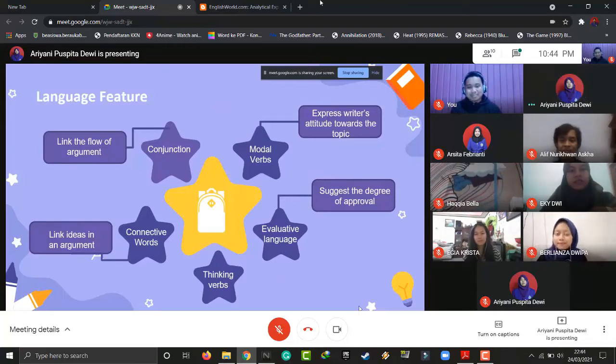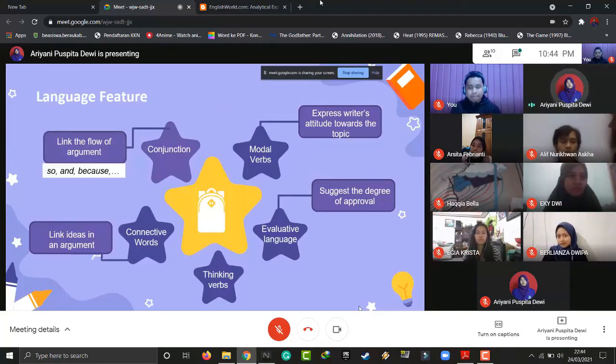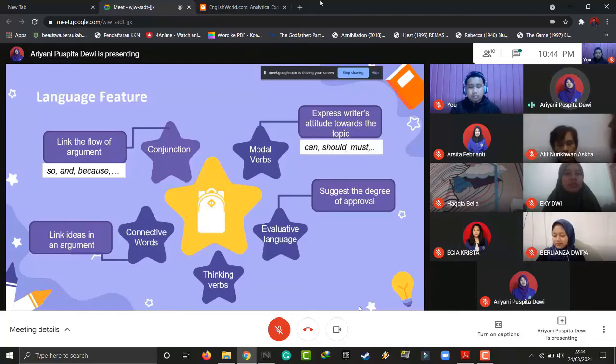Usually in exposition text, the writer is more likely to use the cause and effect conjunction, for example, because, or maybe and, to add to the previous argument. And then the next language feature is modal verb. Modal verb functions to express the writer's attitude toward the topic. Usually they use words such as can, should, must, and etc.